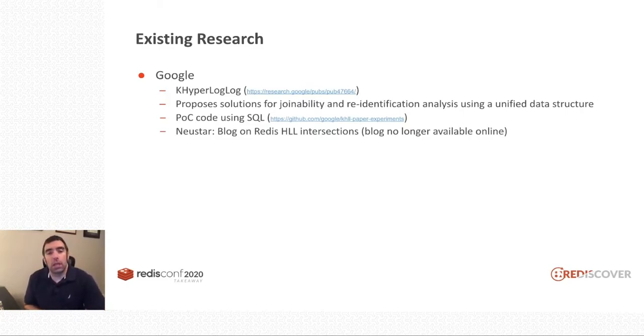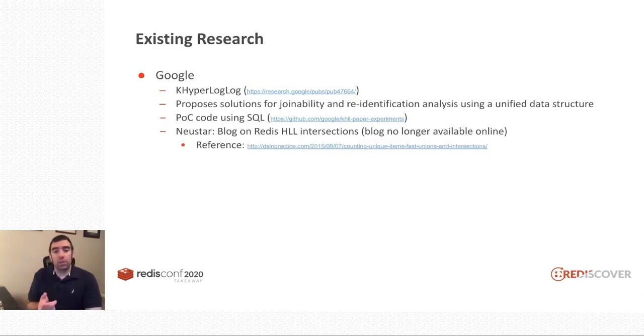Additionally, Newstar has a blog about using Redis to determine intersections between HyperLogLogs, which are just determining set intersections at scale. This is a fundamental piece of the containment analysis. Unfortunately, the blog is no longer available. When I go there, it seems to have like a WordPress error. But on the other hand, I was able to find a reference to that blog, which gives a good high-level summary of what they discovered.